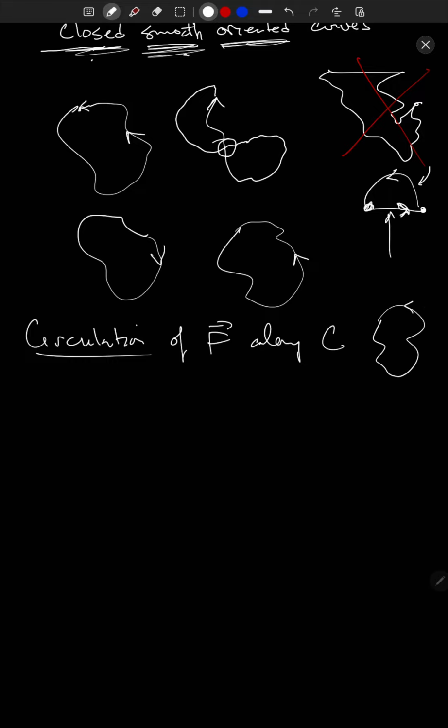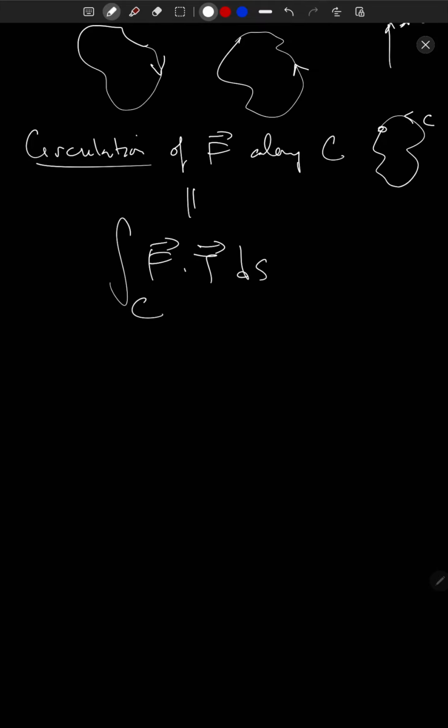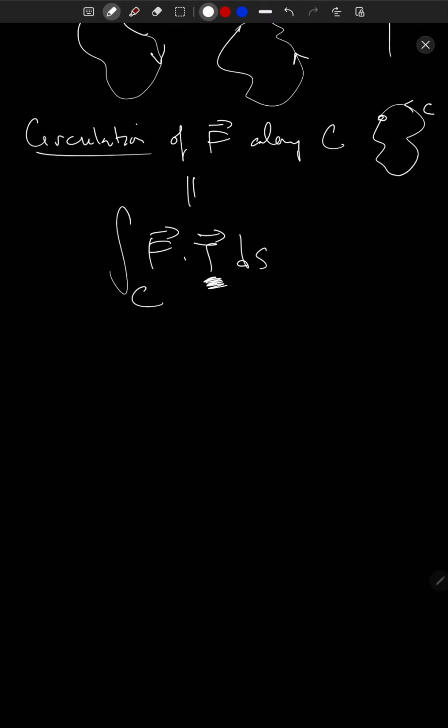Let's say this is my curve, C, all right? What is that? C is a closed, smooth, oriented curve, all right? So this is equal to the integral over C of F dot T ds, all right? Where T is, what is this T? T is the direction given by the orientation. All right. So you want T to be pointing, for example, this way if your curve is oriented counterclockwise. So your T has to be like that. Okay. All right. So circulation is super simple.